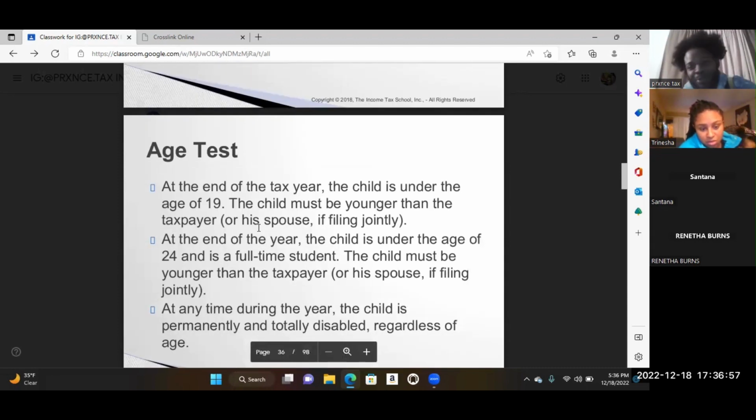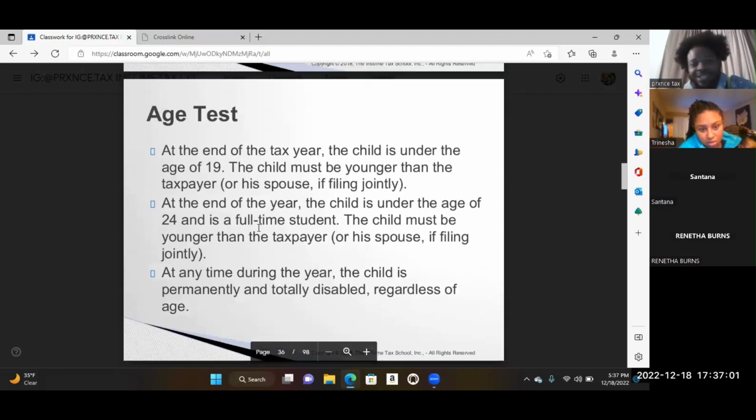All right, and all that's important because it comes with the family tree. Age test. This is important too. At the end of the tax year, the child is under the age limit. People who are in college normally receive a 1098-T, so it's an easier way to prove it when the IRS asks for more information.